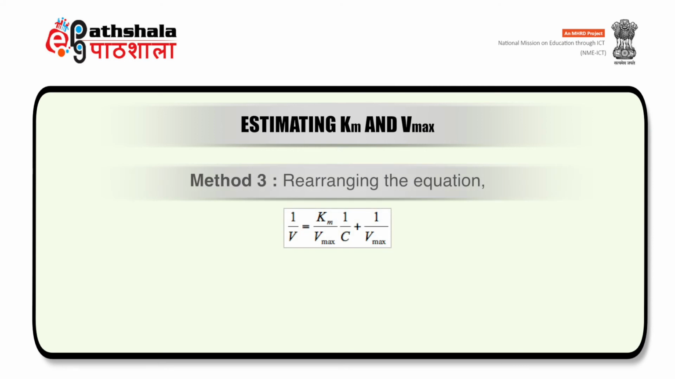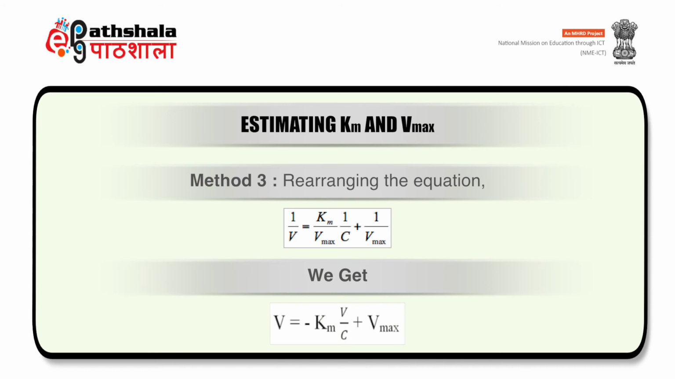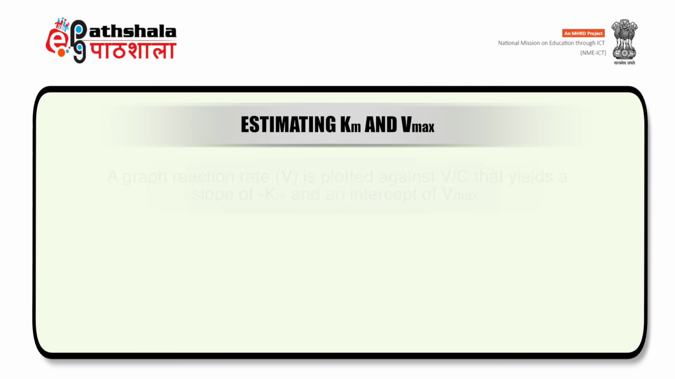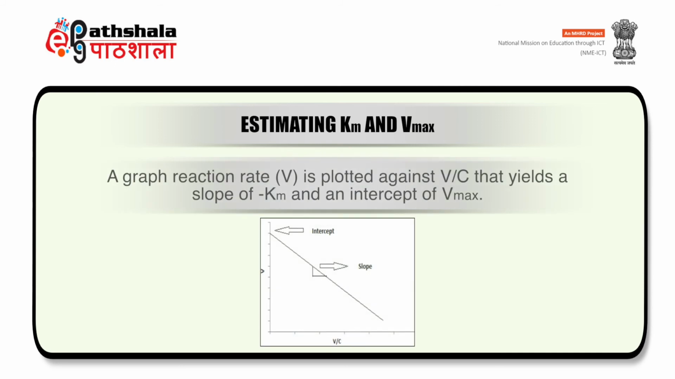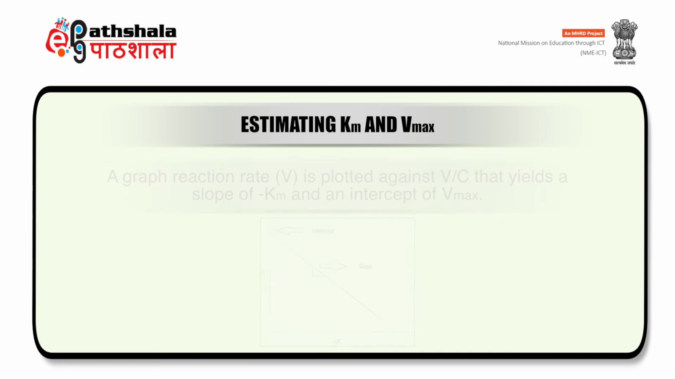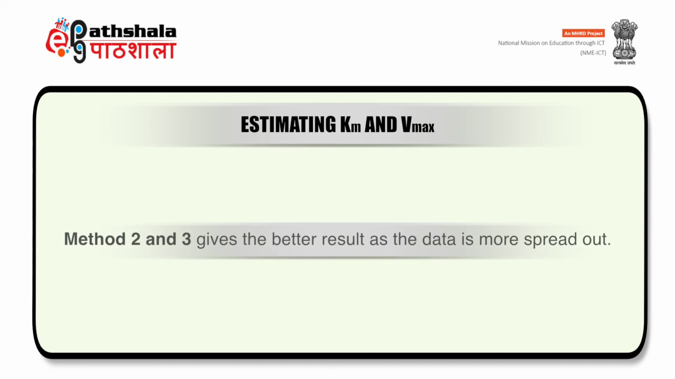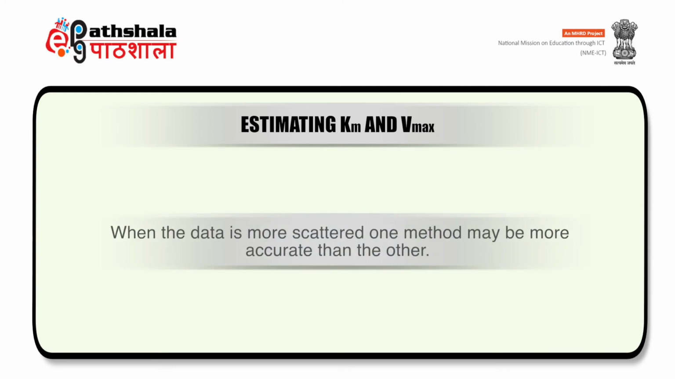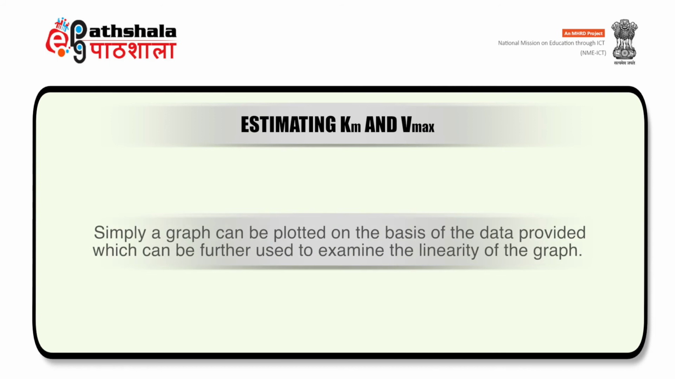In another method, we can also arrange the equation as V equal to minus Km V over C plus Vmax, and a graph where reaction rate is plotted on the y-axis against V over C on the x-axis gives a straight line where the slope gives minus Km and the intercept shows Vmax. Methods 2 and 3 give a better result as the data is more spread out. When the data is more scattered, one method may be more accurate than the other. Simply, a graph can be plotted on the basis of the data provided, which can be further used to examine the linearity of the graph.